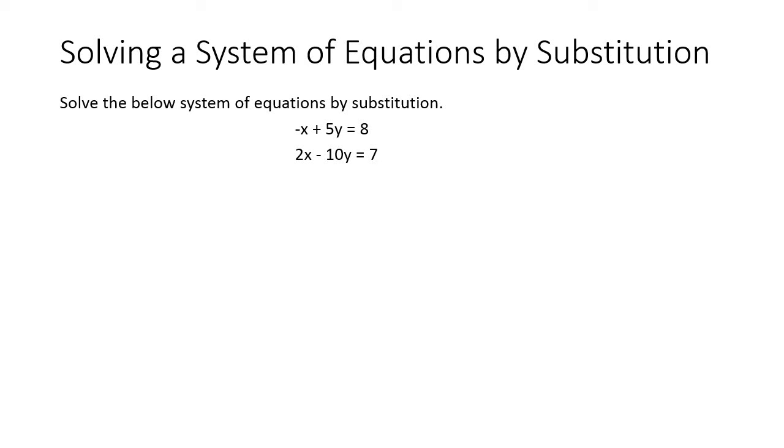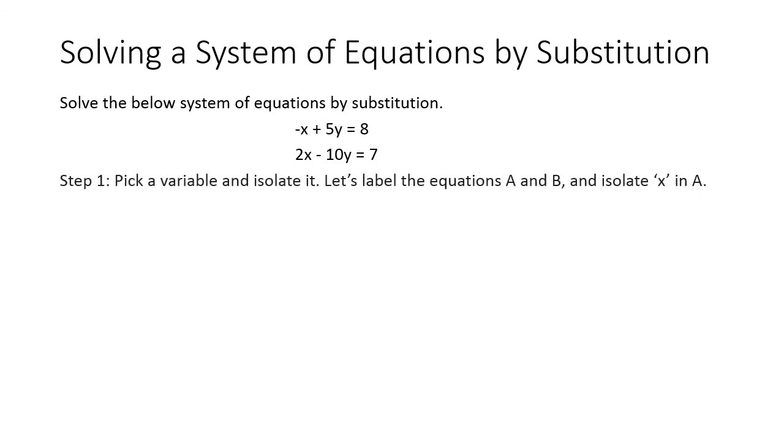Solve the below system of equations by substitution. Again, step 1, pick a variable and isolate it. Let's label the equations A and B. Let's isolate x in A because x is already kind of by itself. It's just negative. We need to make that positive. So I'll move x over to the right-hand side, 8 over to the left-hand side. We get 5y minus 8 equal to x.